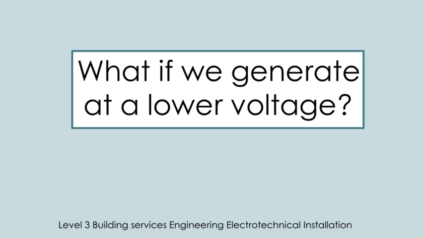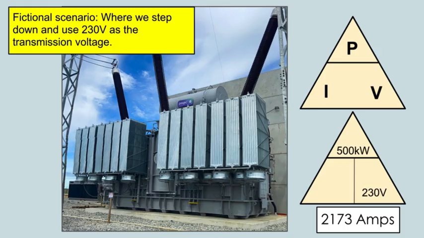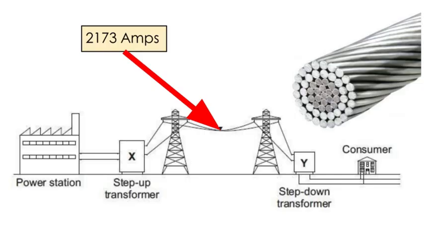What if we generate at a lower voltage? So let's do a fictional scenario where we step the power down to 230 volts and find the current generated. We will divide the power, 500,000 watts, by 230 volts and get a large current of about 2,173 amps. Now 2,173 amps is a massive leap from our 1.81 amps, and we'll need bigger conductors in place to accommodate this, which will have a knock-on effect on pylon size.